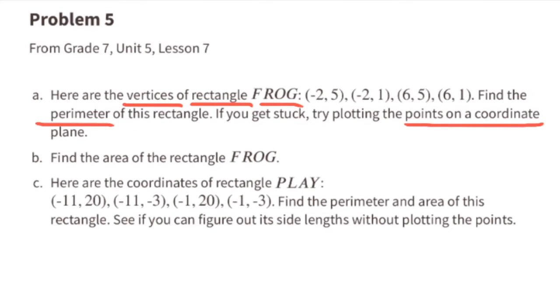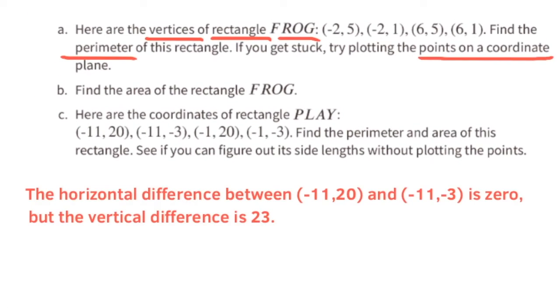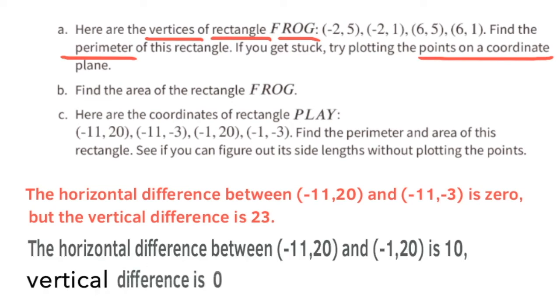C. Here are the coordinates of rectangle PLAY. Find the perimeter and the area of this rectangle. See if you can figure out its side lengths without plotting the points. The horizontal difference between -11 and 20 and -11 and -3 is 0, but the vertical difference is 23. The horizontal difference between -11 and 20 and -1 and 20 is 10, but the vertical difference is 0.